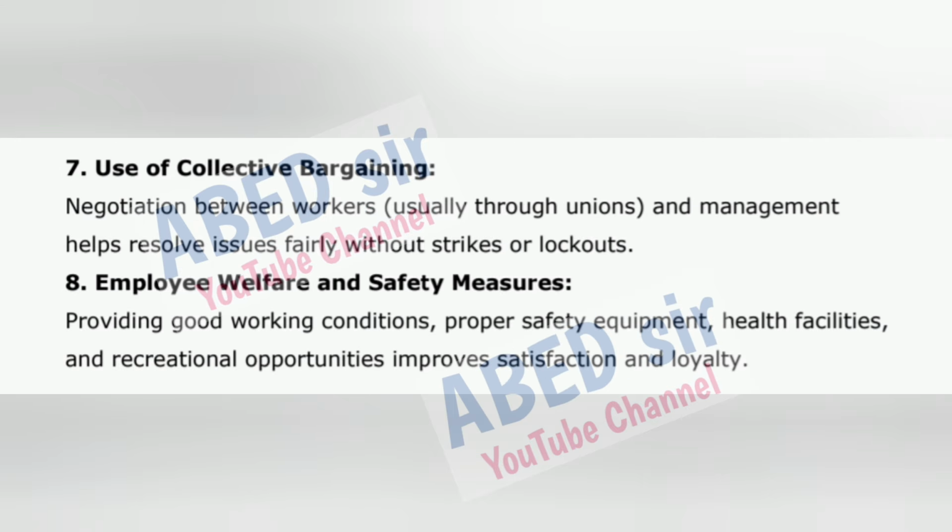7. Use of collective bargaining. Negotiation between workers, usually through unions, and management helps resolve issues fairly without strikes or lockouts. 8. Employee welfare and safety measures. Providing good working conditions, proper safety equipment, health facilities, and recreational opportunities improves satisfaction and loyalty.